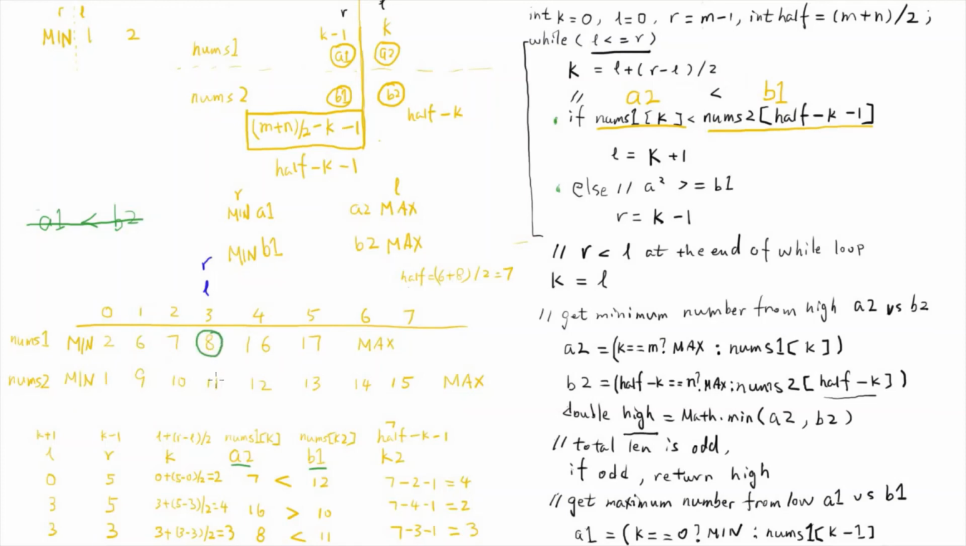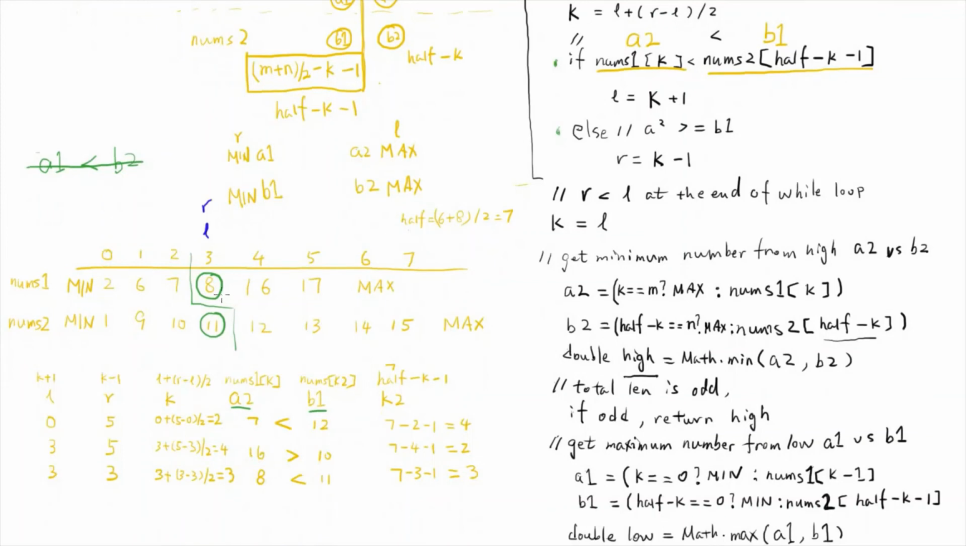So we have A2 and B1, and we make a cut here. A2 is smaller than B1, so we need to move L again to k plus 1. K is at 3, so k plus 1 is 4. At this point, L is greater than R, so our while loop stops here.